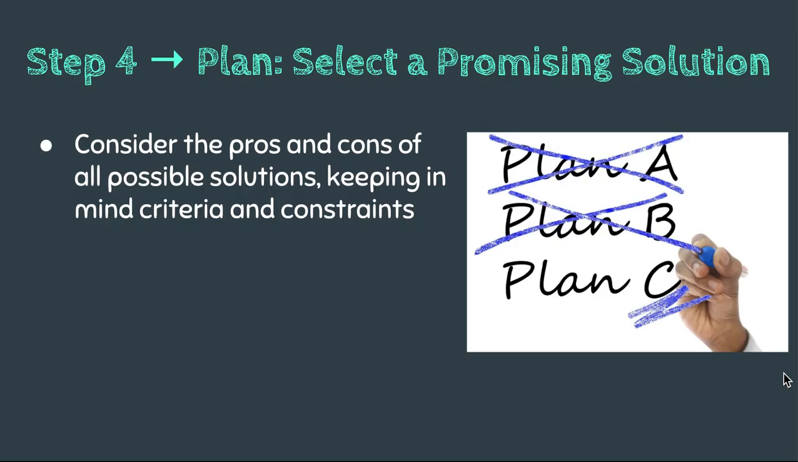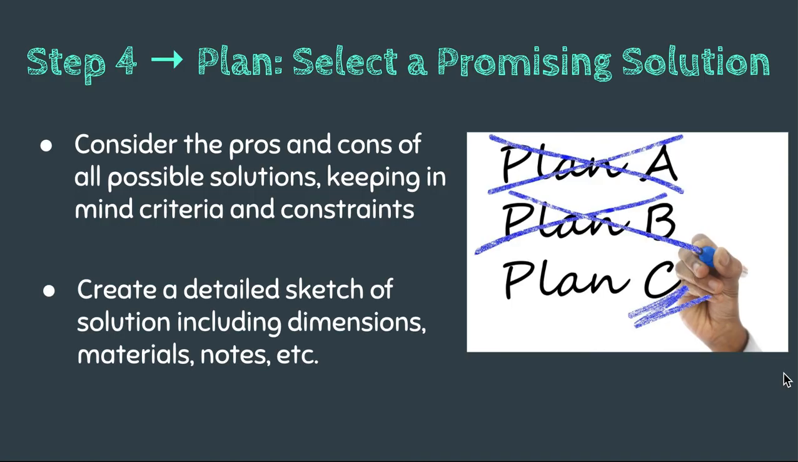Like in this picture, we have plan A, plan B, and plan C, and consider the pros and cons of all the possible solutions. So you might even want to create a little pros and cons list that helps you compare and contrast different aspects of the brainstorming sketches that you came up with. You always want to keep in mind criteria and constraints of the project when you are going through your brainstorming sketches, because if one of your ideas does not meet one of the criteria outlined in the project brief, you should just automatically X that off right away because you're not going to get full credit. You don't meet all the criteria.